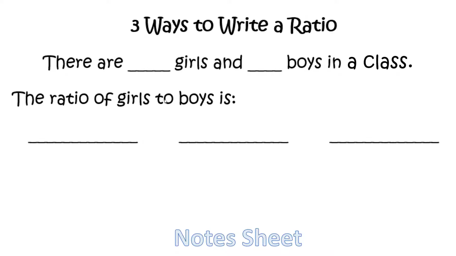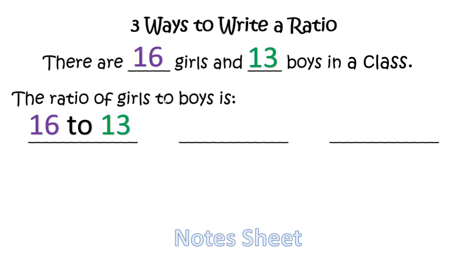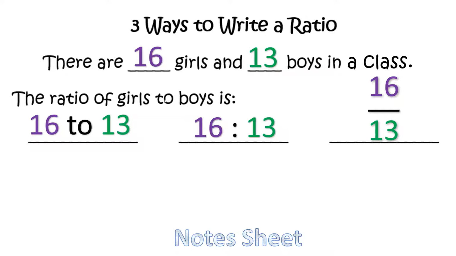I'd like you to fill in, there are 16 girls and 13 boys in a class, and try to think of the 3 different ways we represent ratios. One of the ways is using the word to. So the ratio of girls to boys is 16 to 13. We could also use a colon, 16:13. And we can represent it also using a fraction, 16/13. The order does matter. Girls have to be listed before boys.